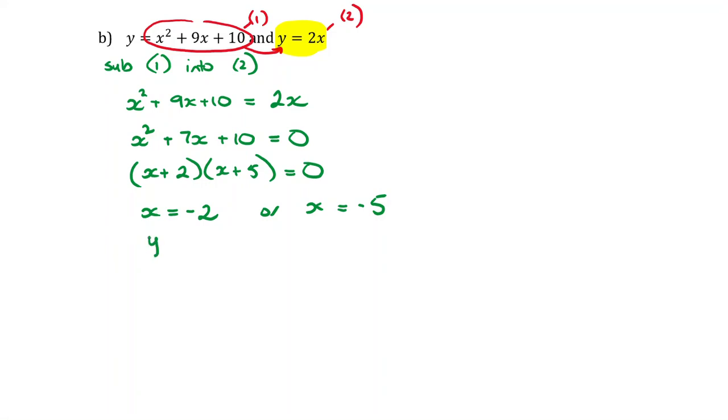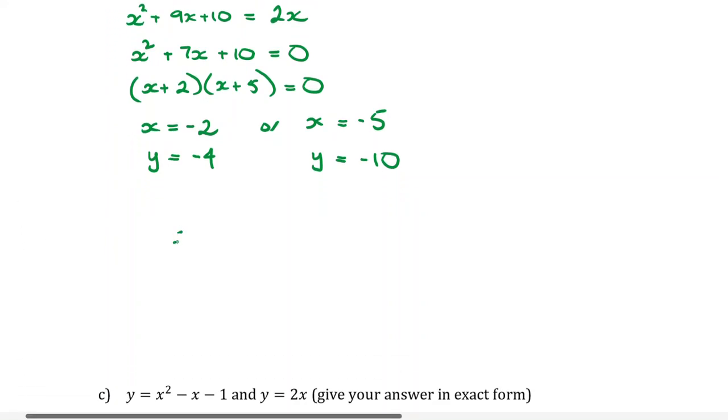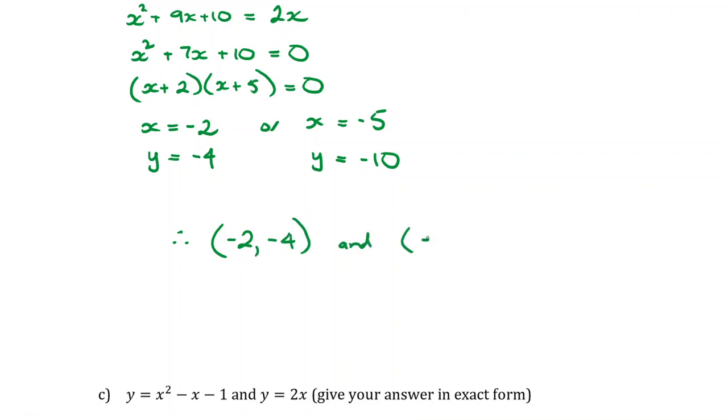For x equals minus 2, I would get y equals 2 times minus 2, which is negative 4. If x equals negative 5, y would equal 2 times negative 5, which is negative 10. So therefore, there are 2 points of intersection. The first one is negative 2, negative 4, and the second one is negative 5, negative 10.